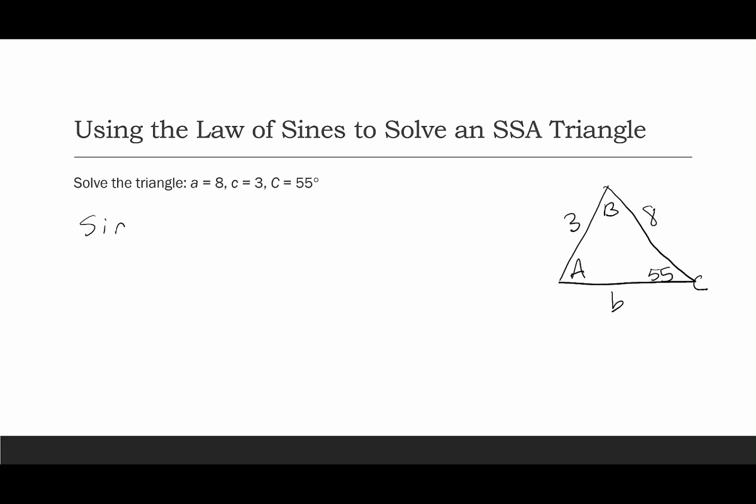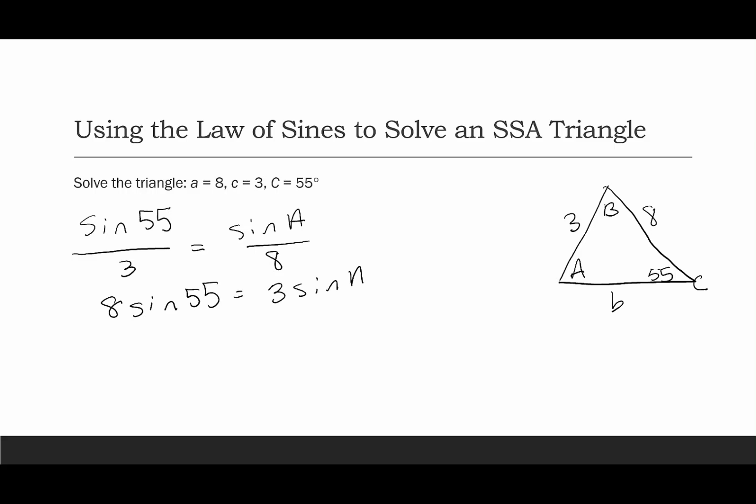We can use that the sine of 55 over 3 will be equal to the sine of A over 8. We cross multiply to get 8 sine of 55 is equal to 3 times the sine of A. To find the sine of A, I have 8 sine of 55 over 3, and this will be the sine of A. To get A, I'm going to have to use the sine inverse. So we'll write the sine inverse of 8 sine 55 over 3.